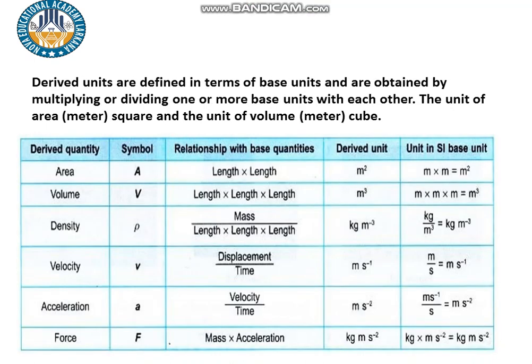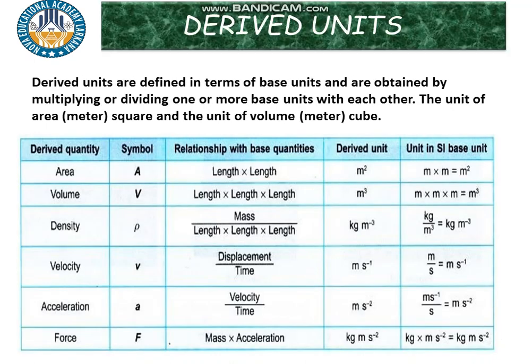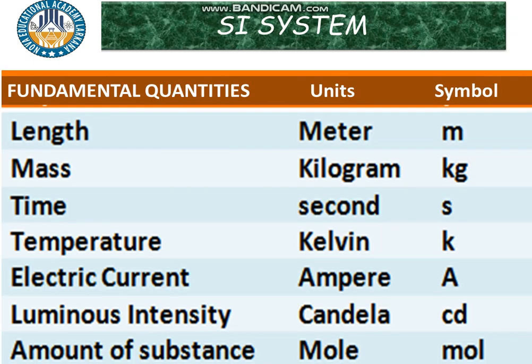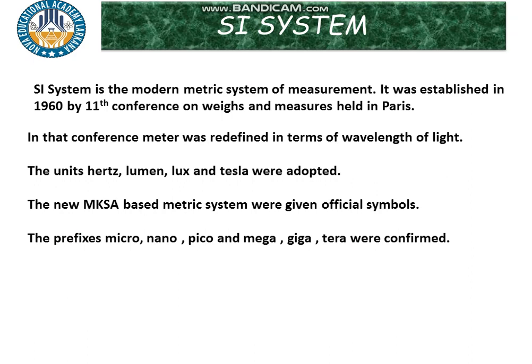Dear student, as we have learned this SI system, 7 fundamental quantities, and along with the 7 fundamental quantities, 2 other supplementary units. One is plane angle. The unit of plane angle is radian, and another supplementary quantity is solid angle whose unit is steradian. However, in 1995, these supplementary quantities were again added as derived quantities in the SI system. So that's all about the SI system.